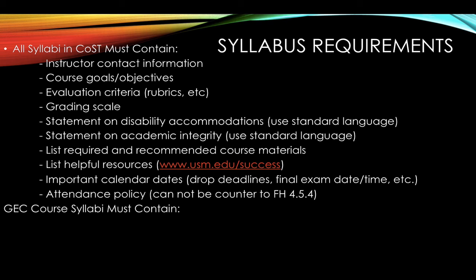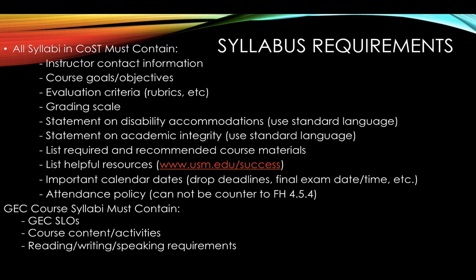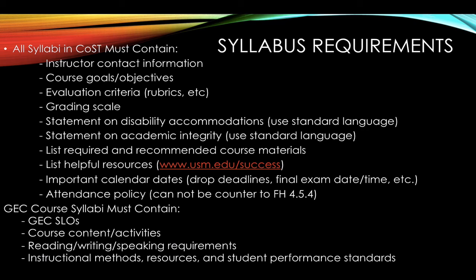GEC course syllabi have additional things that must be within the syllabus. You need to list explicitly which student learning outcomes the GEC course addresses. You need to list the course content and activities. You need to list any reading, writing, and speaking requirements of that particular course. And you need to list the instructional methods, resources, and student performance standards. Now you'll note that these last two really are also included in some of the things that I mentioned up above that we're looking to see in all of our syllabi within the College of Science and Technology.